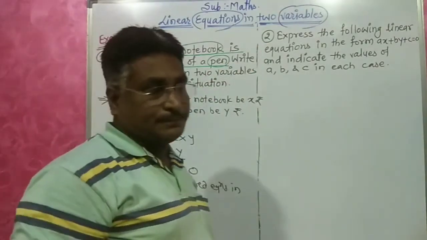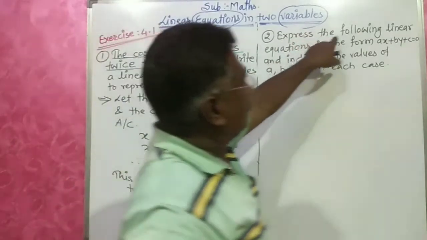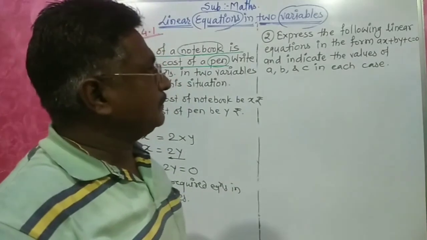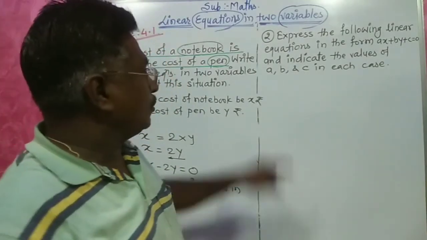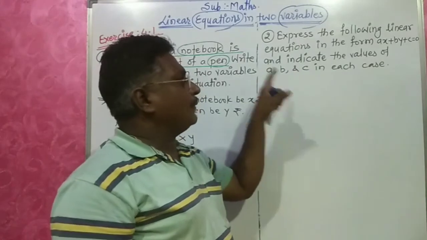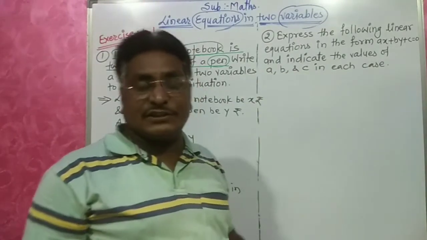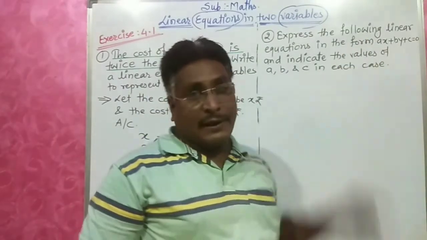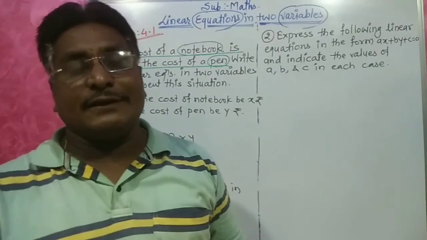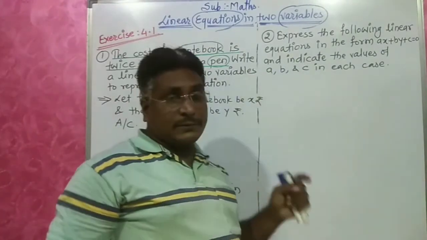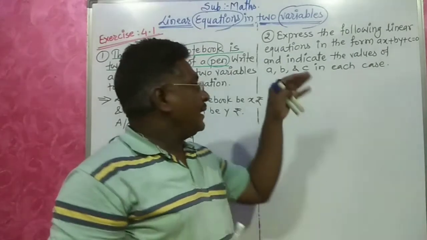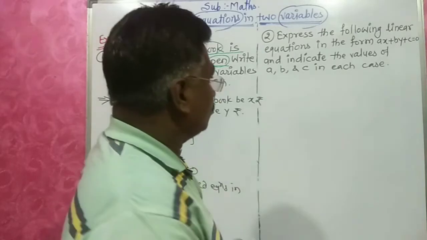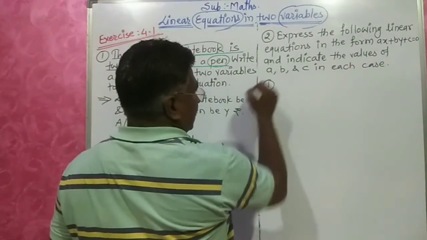Now second question. Express the following linear equations in the form ax plus by plus c equals 0 and indicate the values of a, b and c in each case. It means the given equation first has to be written in this form, ax plus by plus c equals 0, and then from that, compare with the standard form and write the values of a, b and c. Okay, student? So how to write? So first example.